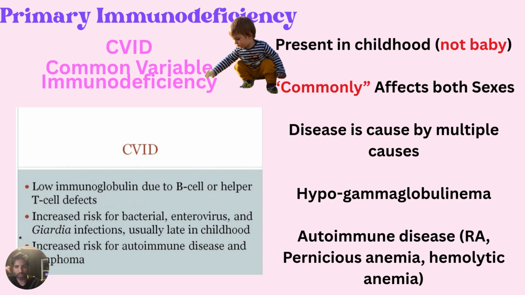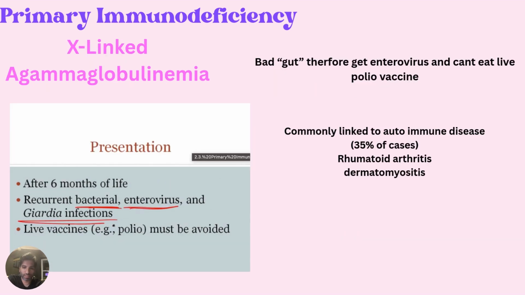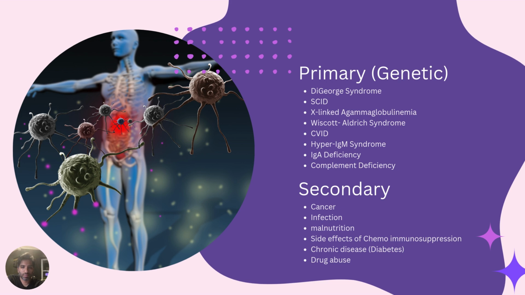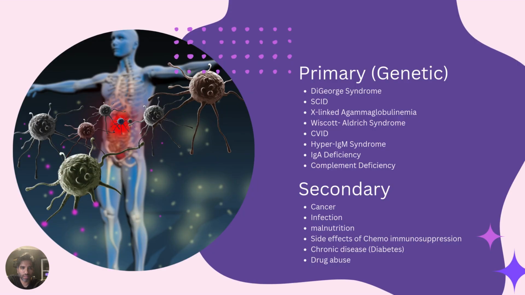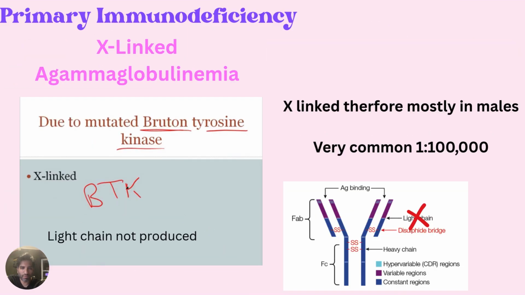And increased risk for autoimmune diseases and lymphoma. That makes sense because a lot of these autoimmune disorders are linked with other diseases that fall into the same category. This disease is caused by multiple causes. Let me see if I can take you back to the diagram. You can see CVID here at the bottom. It's got multiple issues that can lead to it. But basically, you're just low in everything.